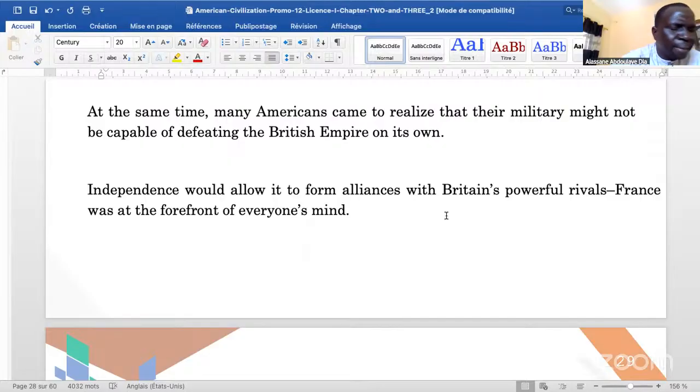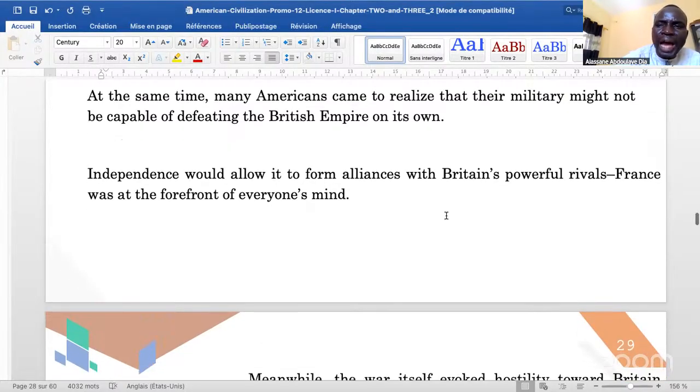So at the same time, many Americans came to realize that their military might not be capable of defeating the British Empire on its own. What was the problem? Some Americans started doubting, saying, be careful. The army of the British Empire is very big. They are today the world's biggest superpower, the biggest army in the world. They started doubting, thinking that their army could not or would not be able to resist or to win against the British.